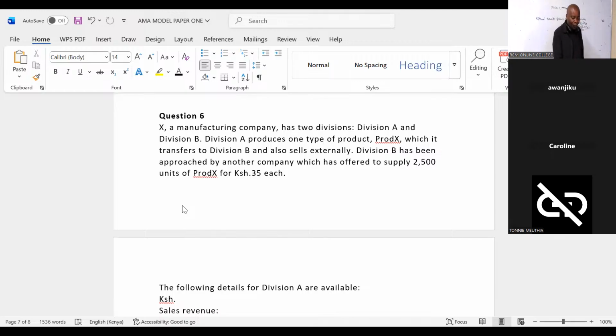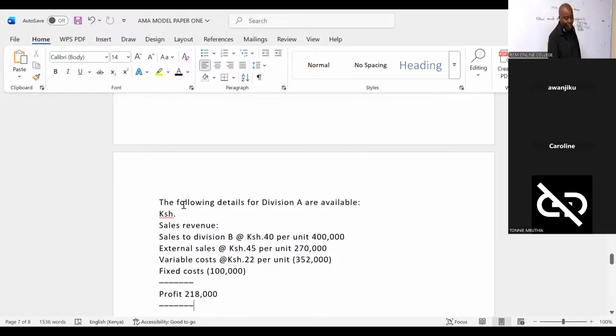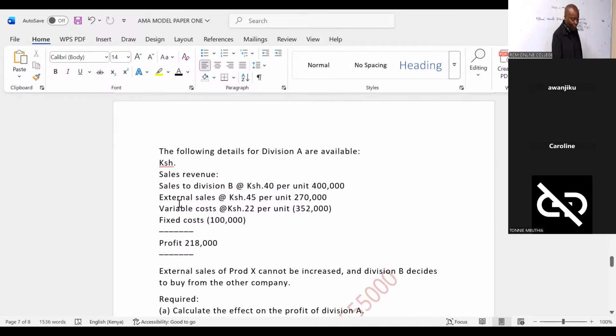The following details for Division A are available. We can see sales to Division B, external sales, variable cost, and fixed cost, and they are able to get a profit of 218,000.